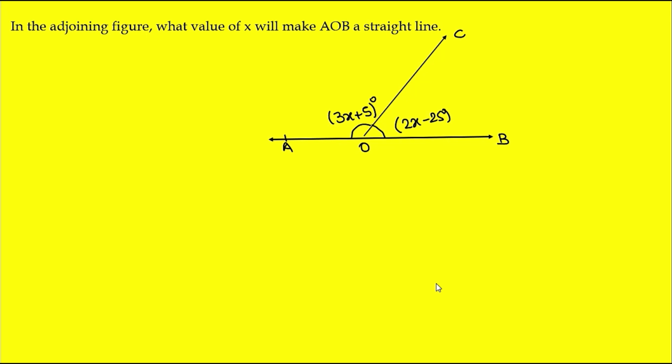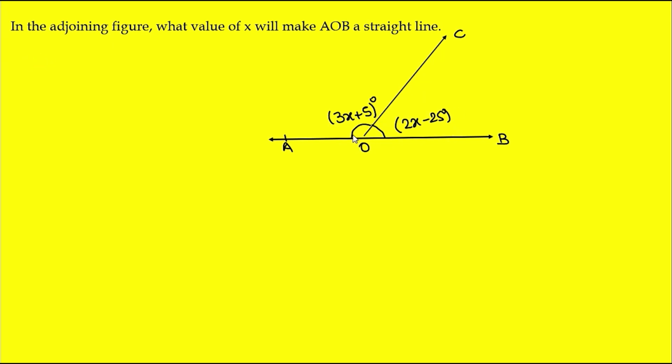So it's given that in the adjoining figure, what value of x will make AOB a straight line. So this is already a straight angle that is given. Angle AOB is a straight angle. Okay. So you are to find out the value of x. It's very simple. What will you write?